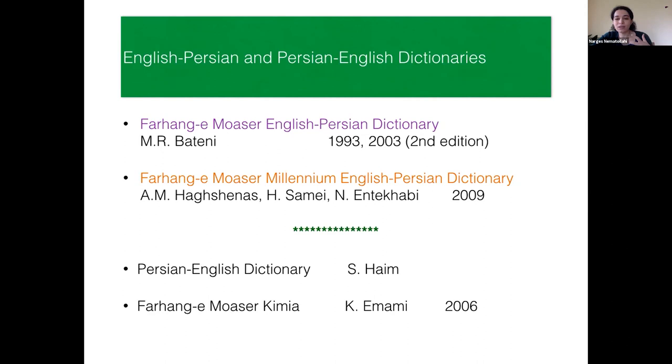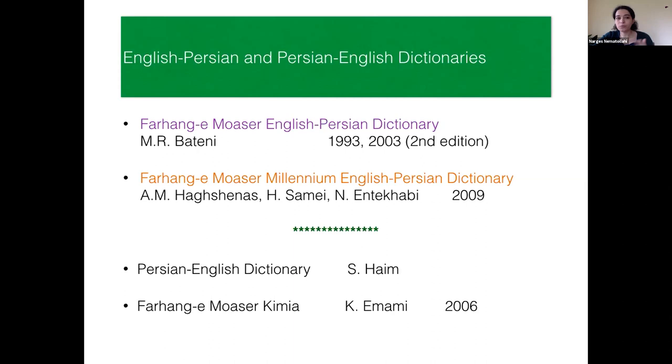So for example, when they want to compose something or they want to give an oral report, they have the words in English in their mind and they want to find the equivalent. So for novice and intermediate learners, English Persian dictionaries are what they refer to the most. So I'm focusing on those.